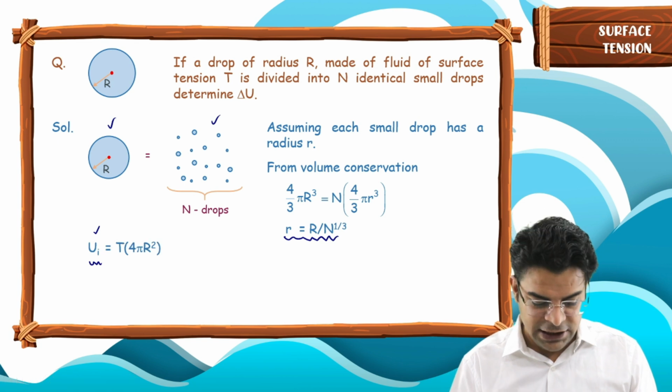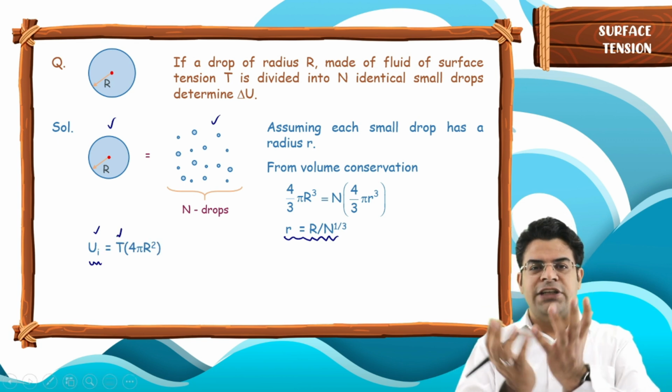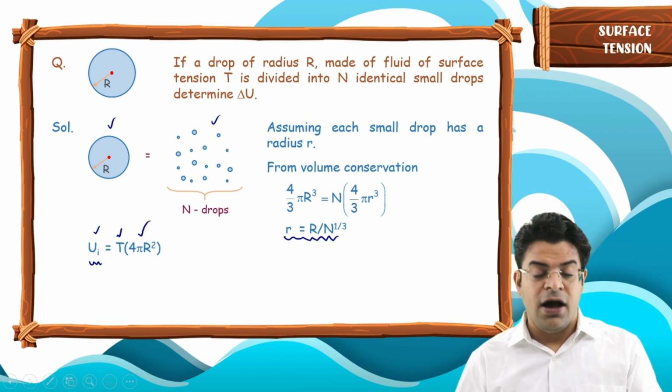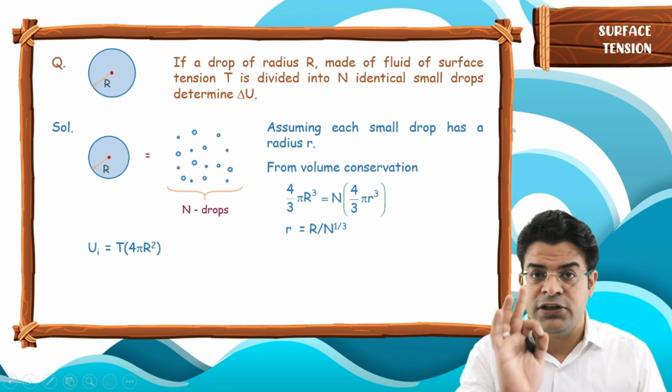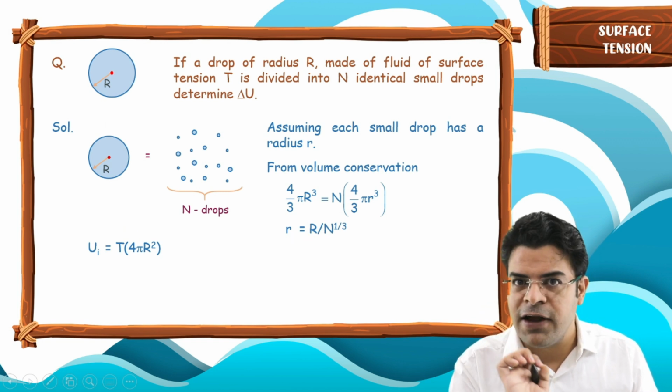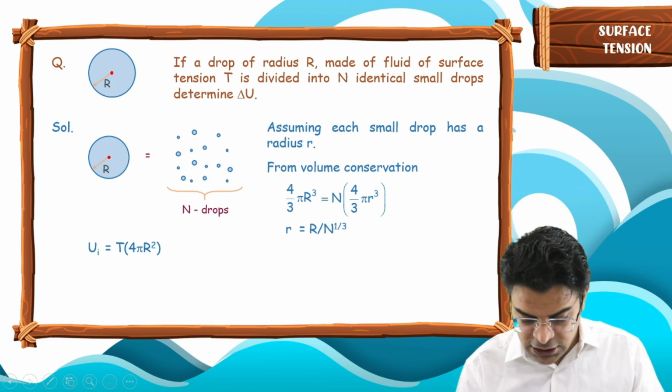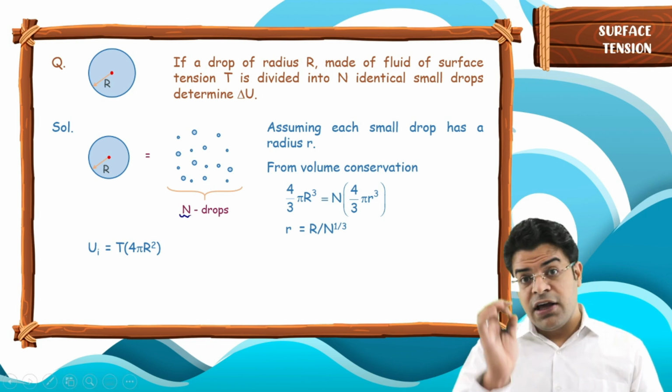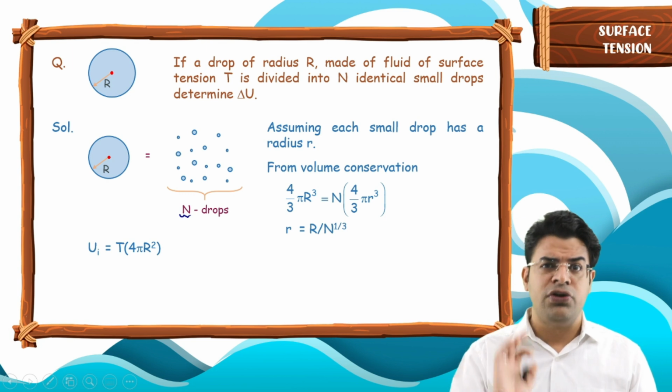The surface tension is T and the initial surface area is 4 pi r square. This is the initial surface potential energy. Now how to write the final surface potential energy? So there are n drops, yes, and we can write the surface potential energy for each drop.